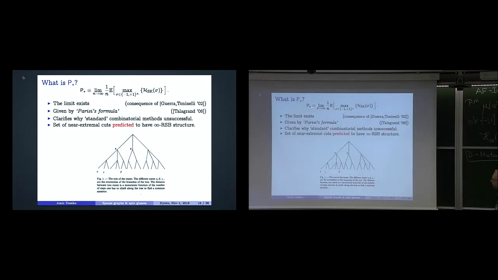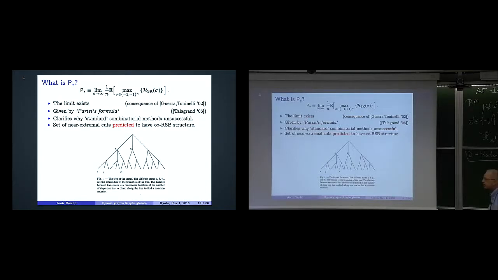First of all, we know that, as I said, the limit exists, a consequence of Guerra-Toninelli 2002. Secondly, as I mentioned in the first lecture, there is a so-called Parisi formula. There is a prediction of Parisi that came from the non-rigorous methods of statistical physics that can give us a formula. Not a very short formula, but it's more or less a closed-form formula, a solution of some non-linear PDE, and then doing some optimization over the set of solutions.